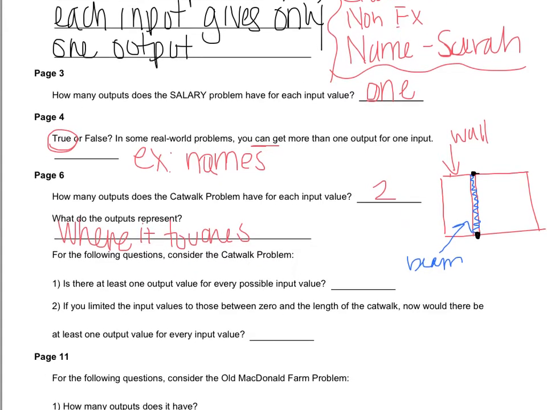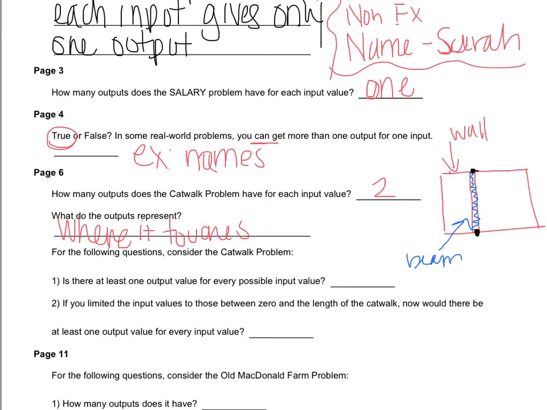So answering some questions about that, we're actually going to skip question 1. Question 2 says, if you limited the input values to those between 0 and the length of the catwalk, would there be at least one output for every input? And the answer to that is yes.